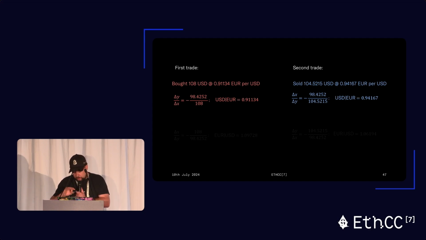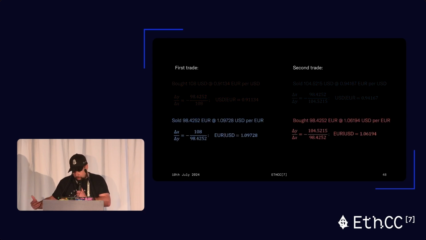So for example, in that first trade, the AMM bought 108 US dollars at 0.911 euros per US dollar, and then it sold 104.52 US dollars at 0.9416. And so this is a literal buy low, sell high trading strategy. And that is all this is.